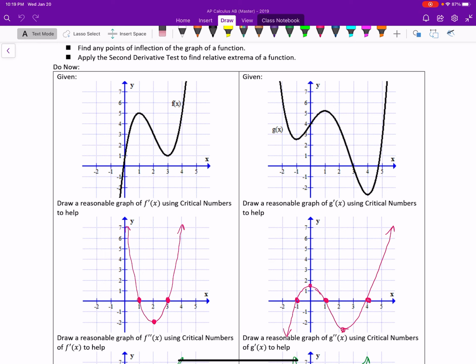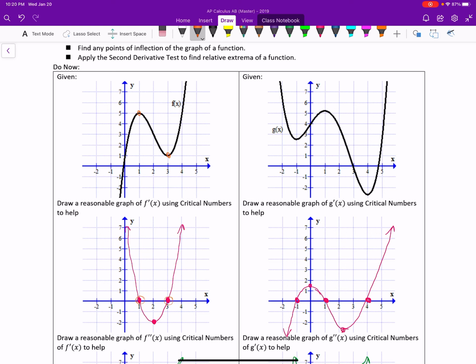So we have f of x and we have to draw f prime of x. The key idea is that we're looking for where there's relative maxes and mins. That is where there's going to be zeros for the derivative here. 0 here and 0 here. And you can also check for what is going to be the lowest point, for example.